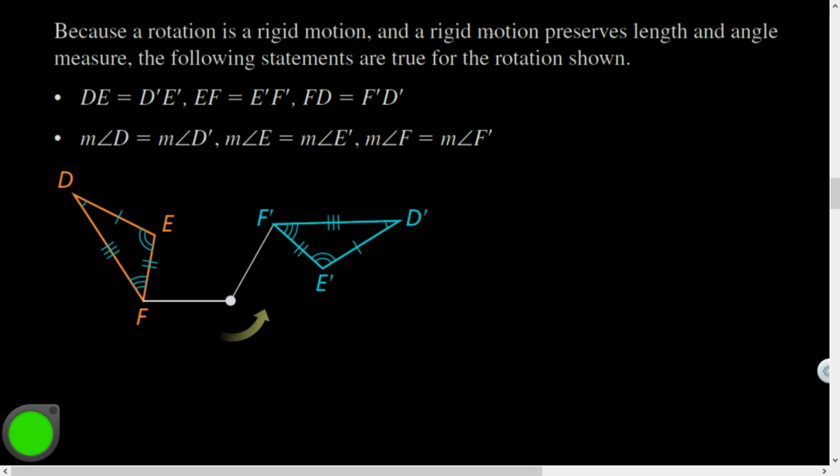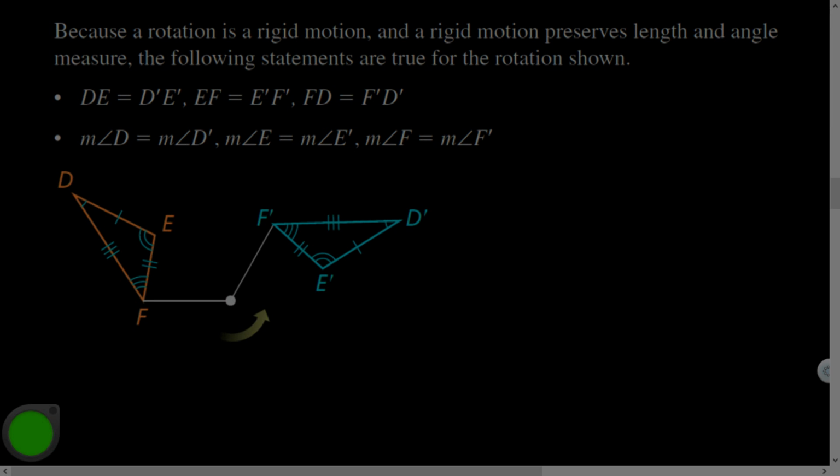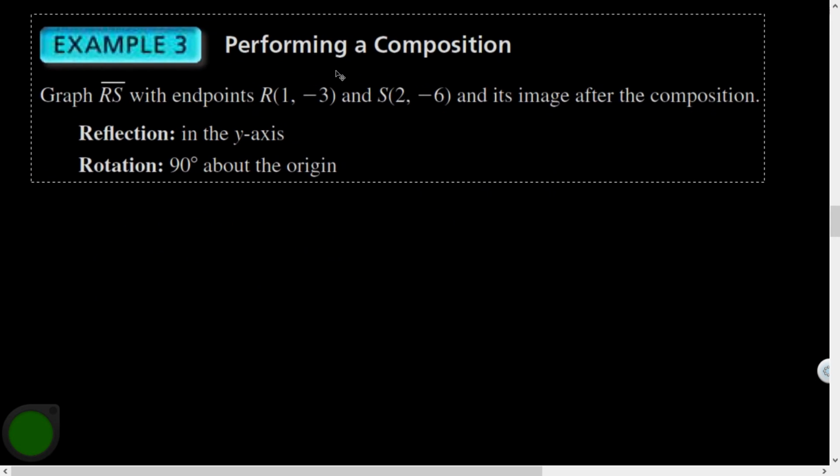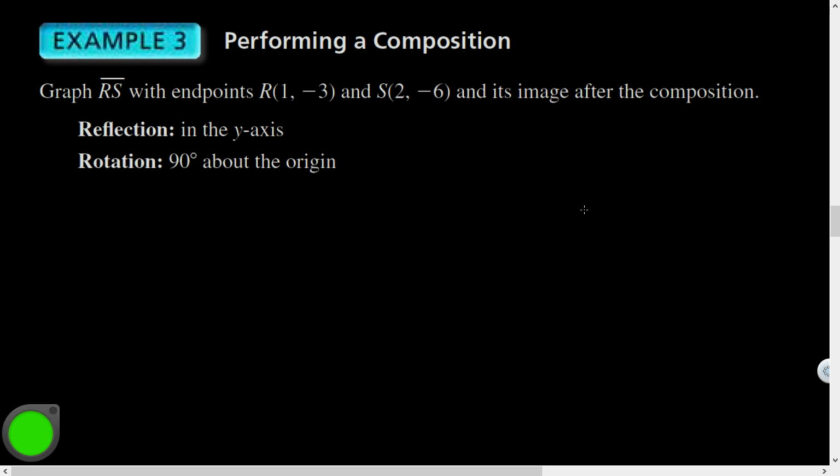Let's see, because a rotation is a rigid motion, all of its corresponding parts are congruent, labeled as such, which is probably what you guys predicted. So that's good stuff. Let's do a composition. And this will be the last example.